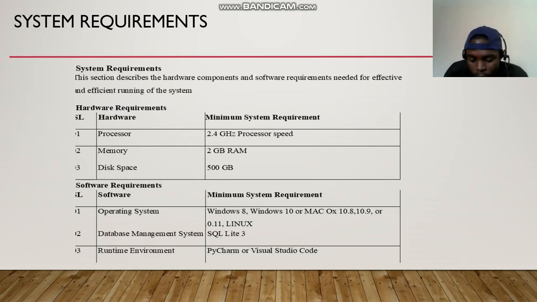Now the system requirements, these are the requirements that are necessary for this system to run on any machine, and we are going to group them into two. We have hardware and software. For the hardware requirements, we have the processor, it should be at least 2.4 gigahertz speed. Then the memory, I'm talking about the RAM, you must have 2 GB of RAM. And the disk space, of course, you need something like 500 GB.